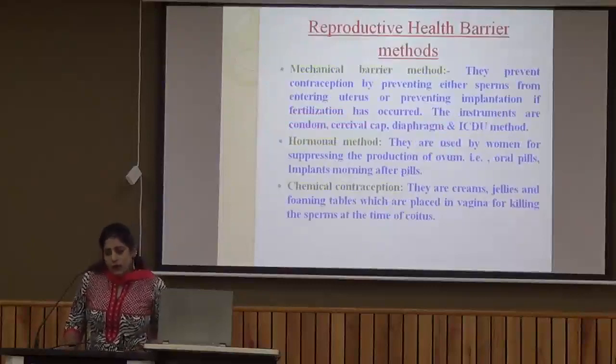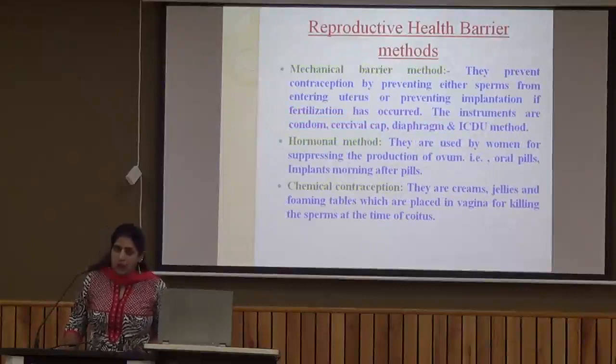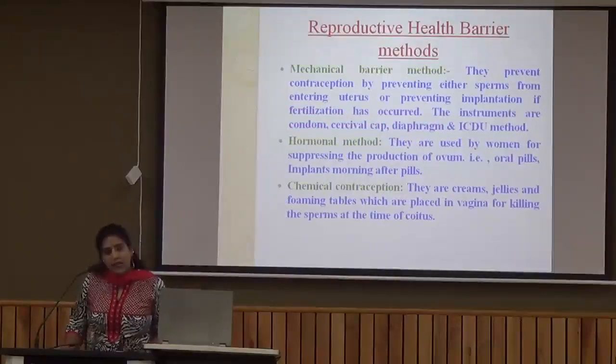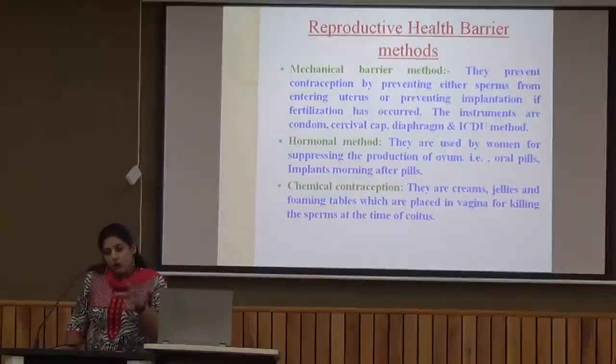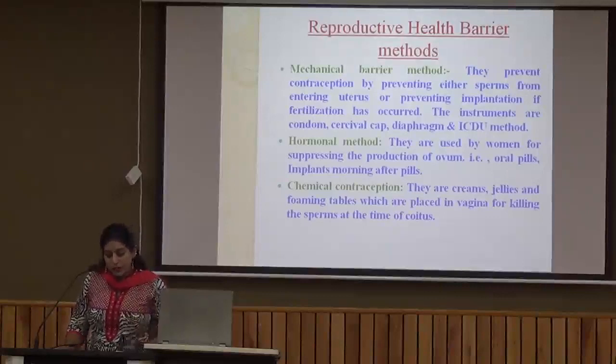So, what are the reproductive health barrier methods? There are 3 to 4 methods. First is the mechanical barrier method, the most highly used and easily available one, that is the usage of condoms, diaphragms and IUCDs. In this, what method are we talking about?